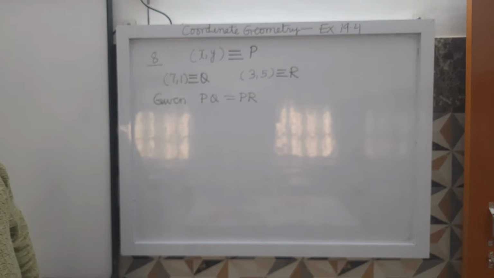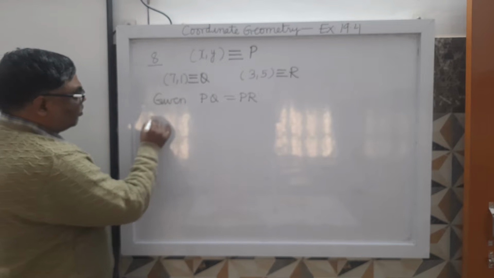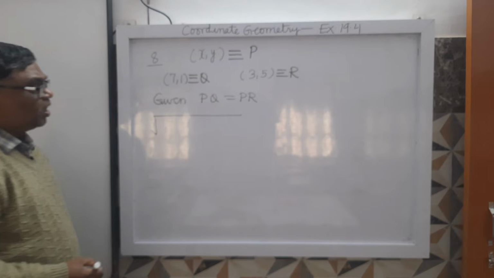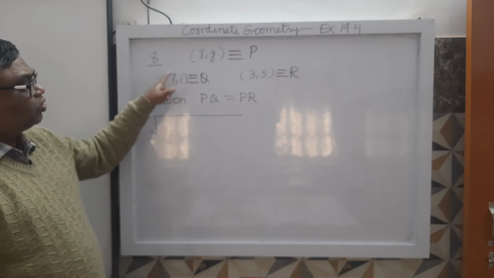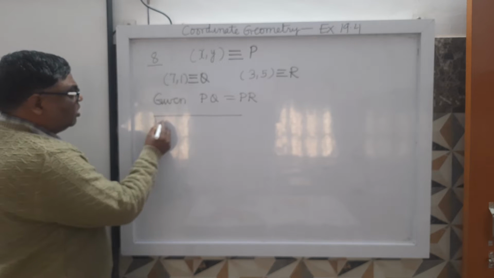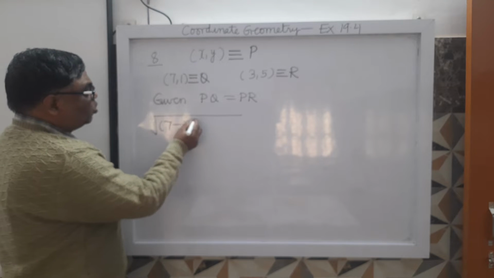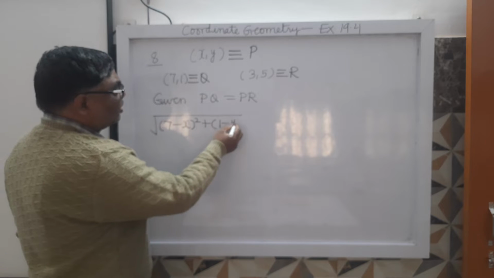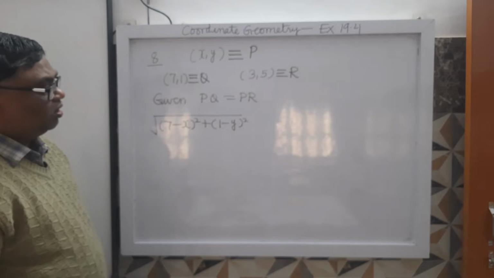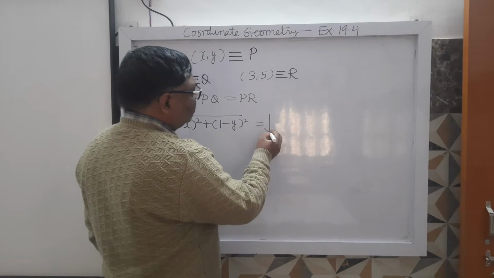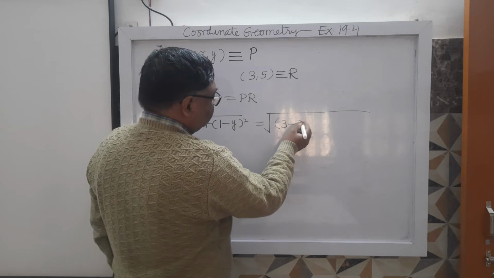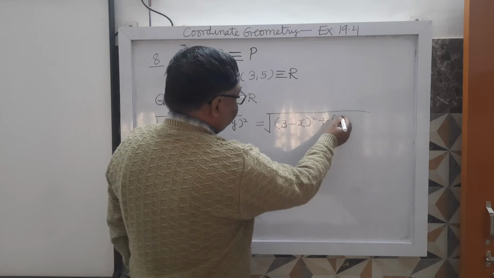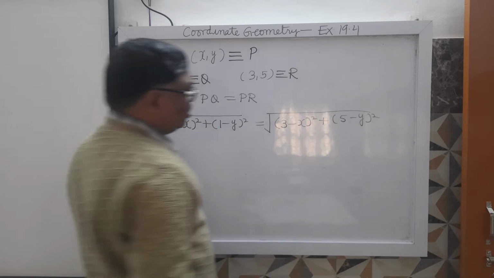PQ equals PR. Now you determine PQ and PR from the distance formula. So what will be here? It is x2 minus x1, so (7 minus x) whole square plus (1 minus y) whole square. Here PR, you can see, (3 minus x) whole square plus (5 minus y) whole square.